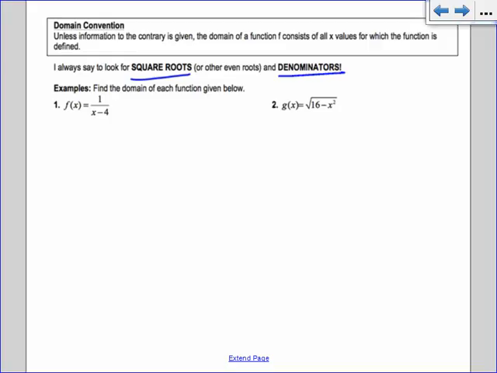So number 1, we have f of x equals 1 over x minus 4. What would be bad is if our denominator was equal to 0. So we're going to set our denominator equal to 0 to see what happens. x minus 4 equals 0, so x equals 4. This is not in the domain.